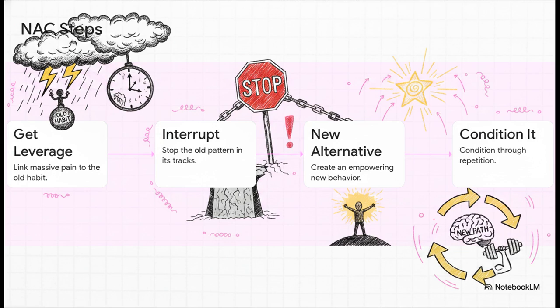You need to vividly realize what it's going to cost you if you don't change right this second. Second, interrupt the old pattern. When you feel it creeping up, do something crazy to stop it in its tracks. Third, create a new, deeply empowering alternative behavior and deliberately link incredible pleasure to it. And finally, condition it. Repeat it over and over until that new positive habit becomes completely automatic.